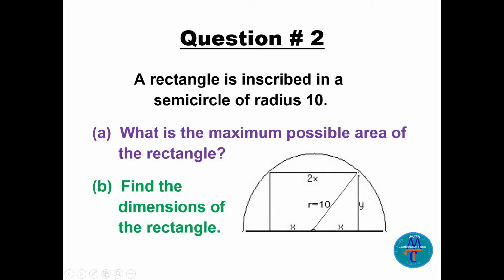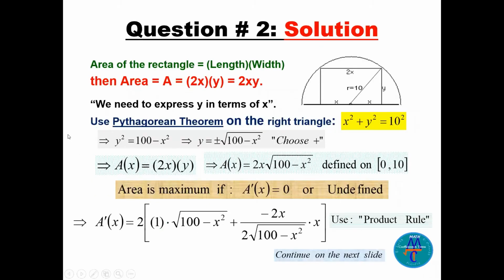We need the area. Remember, the area of a rectangle is the width times the length. Find the dimensions of the rectangle. That means find the length and the width. Now we start with the area of a rectangle, as I mentioned, the length times the width, or the width times the length. It's the same.